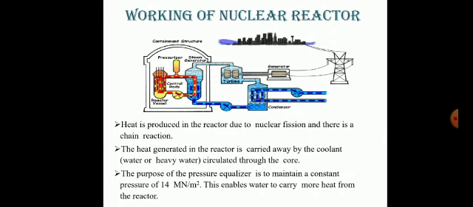Now we can see the turbine. When the steam is produced in the steam generator, it is sent to the turbine. The turbine shaft is coupled with a generator and the electricity is produced.